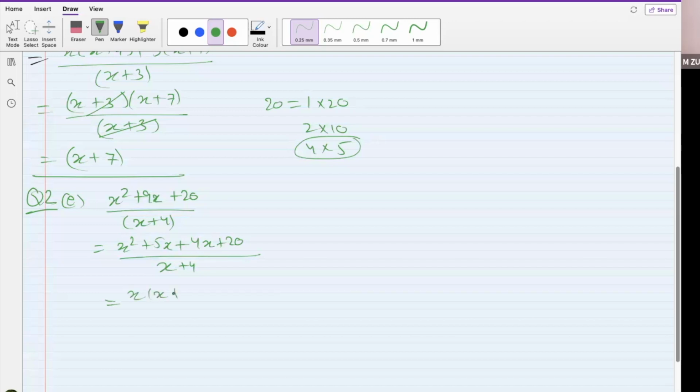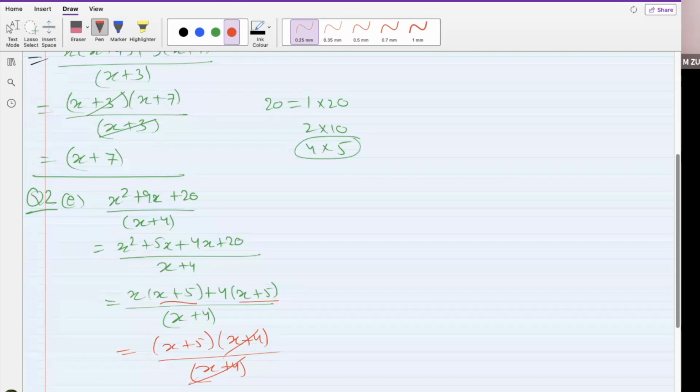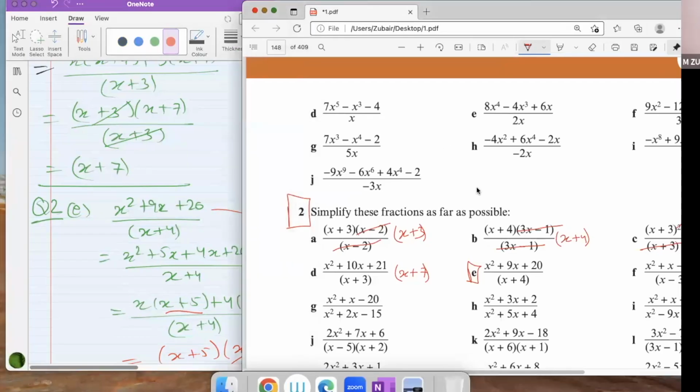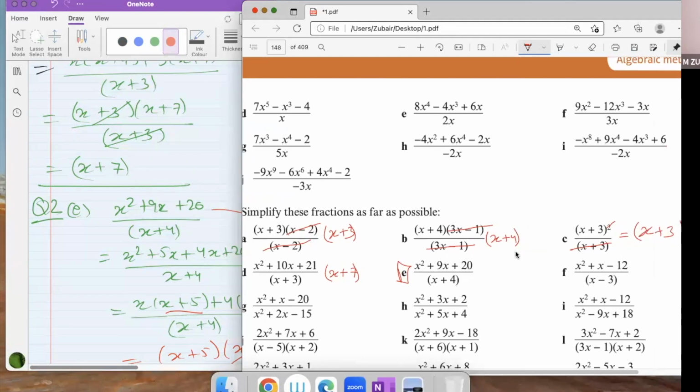x common, x plus 5, plus 4 common, x plus 5, and x plus 4. So take out the same brackets as common. x plus 5 times x plus 4 over x plus 4. So the final answer is x plus 5. So this turns out to be x plus 5. Let's increase the difficulty level.